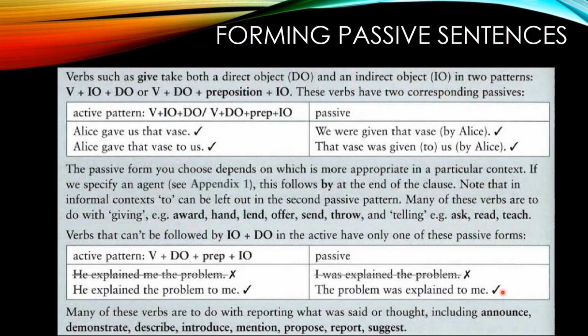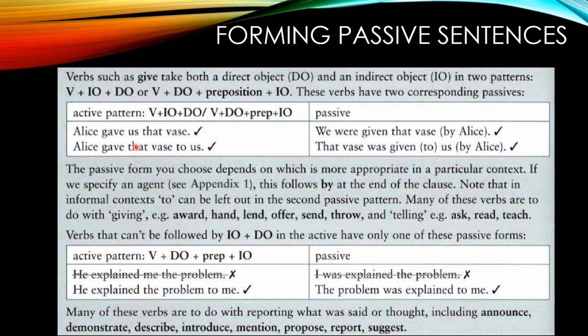Now I would like to talk to you about forming passive sentences. Verbs such as give take both a direct object and an indirect object in two patterns: verb plus indirect object plus direct object, or verb plus direct object plus preposition plus indirect object. So such verbs have two corresponding passives.